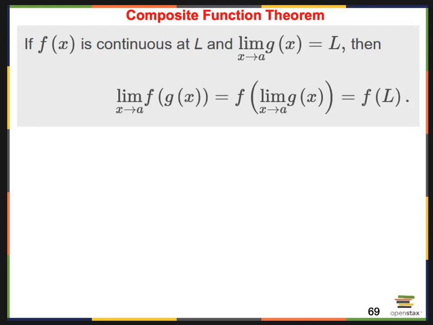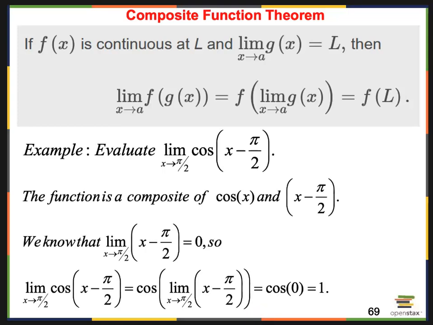Composite function theorem. If f of x is continuous at L, and the limit of g of x as x approaches a equals L, then we're looking at a composition function. Remember, that's a function in a function. Then we know the limit of f of g of x is f of L. Okay, so what does that look like? And again, let's look at an example here.